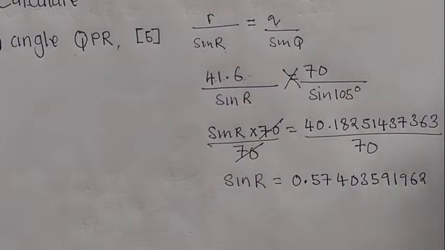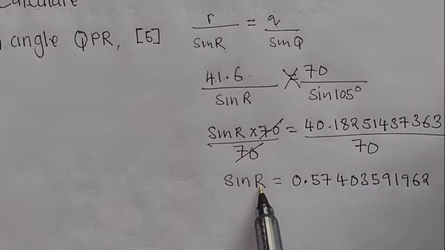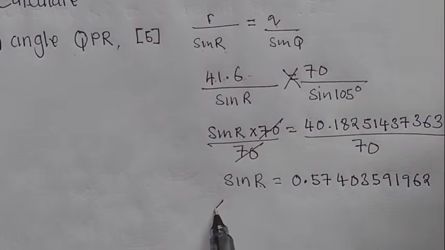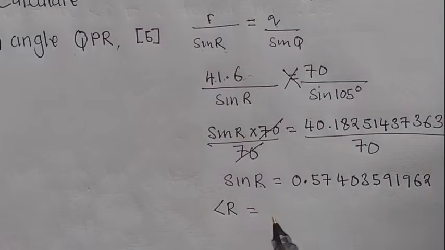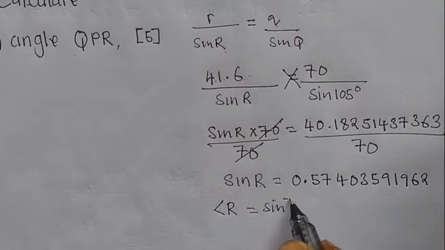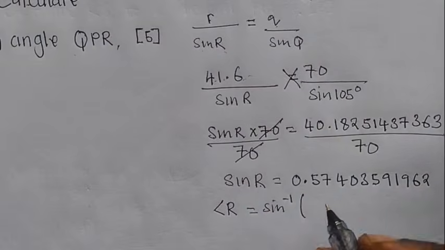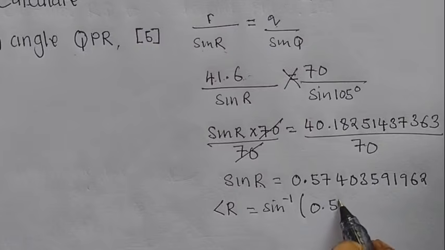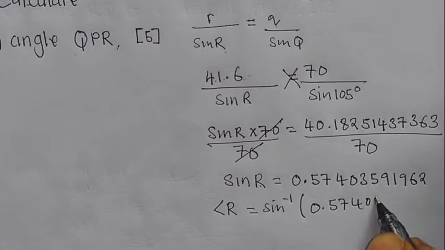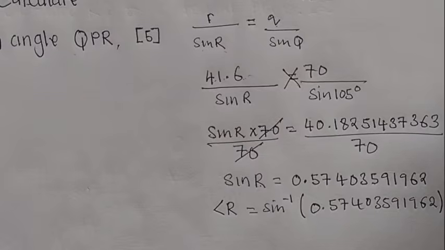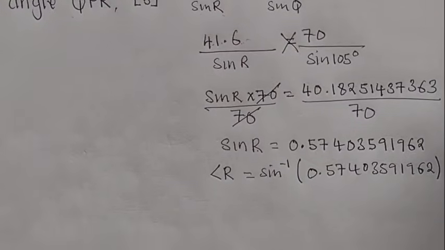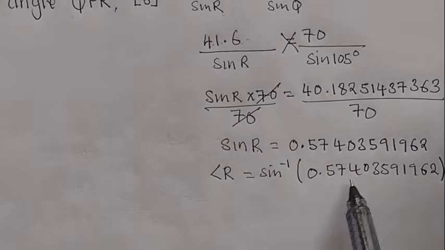So since we want to find the angle at R, we need to get rid of this sine. So we're going to say angle R is equal to the sine inverse of this value, which is 0.57403591962. You just need to press on your calculator and find the value of sine inverse of this value.